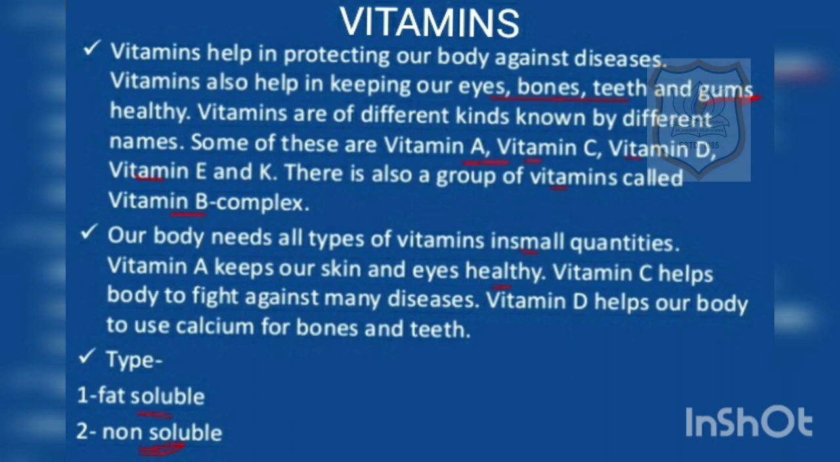There is also a group of vitamins called vitamin B complex. Our body needs all types of vitamins in small quantities. Vitamin A keeps our skin and eyes healthy. Vitamin C helps the body to fight against many diseases. Vitamin D helps our body to use calcium for bones and teeth. Types: fat soluble and water soluble.